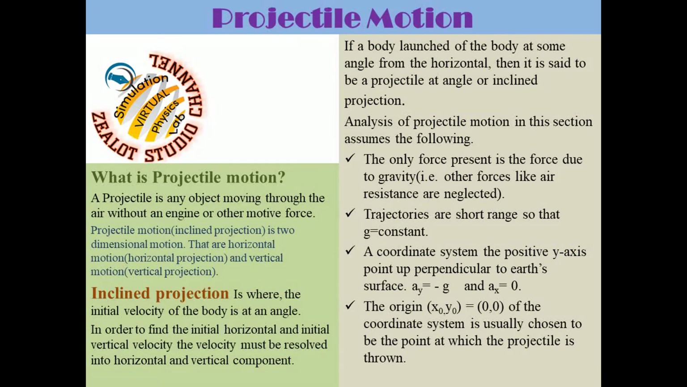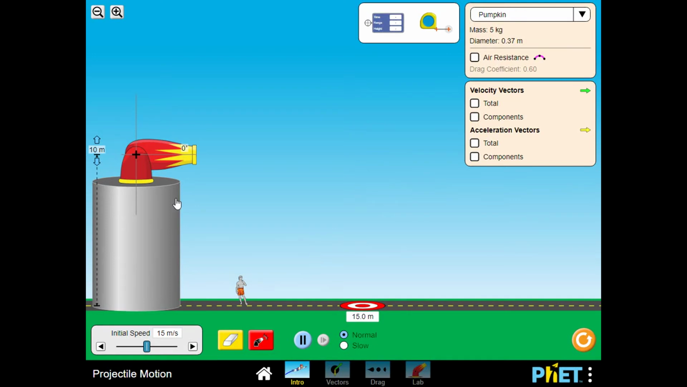The origin means the starting point of the projection, x naught, y naught, equivalent to 0, 0 of the coordinate system. In the inclined projection, the origin of the coordinate system is usually chosen to be the point at which the projectile is thrown. Here is the field, here is the sky, and here the projection.